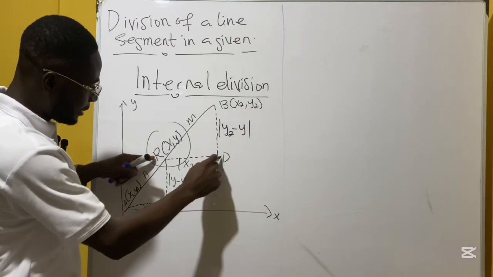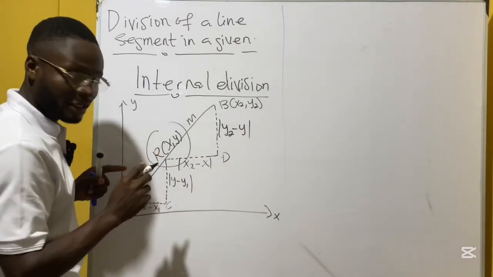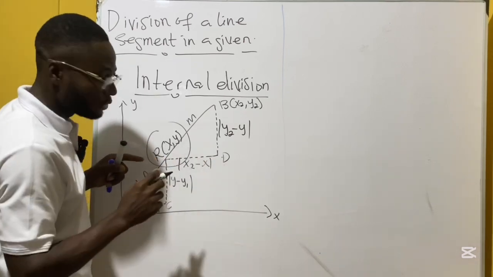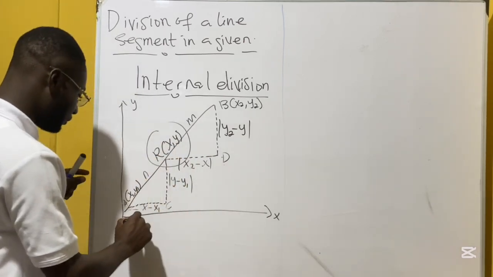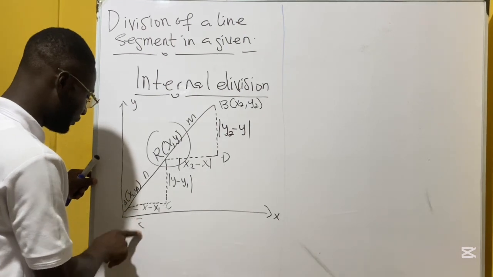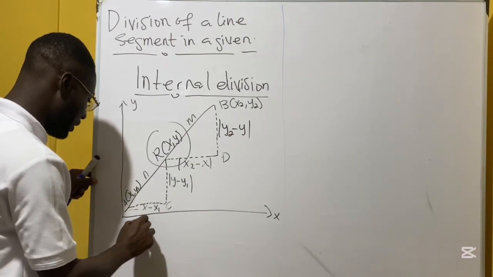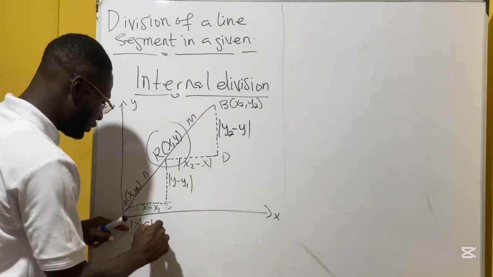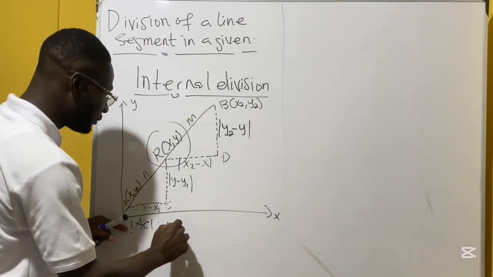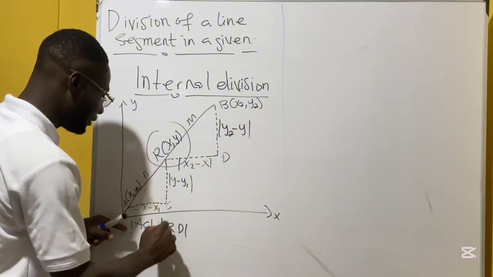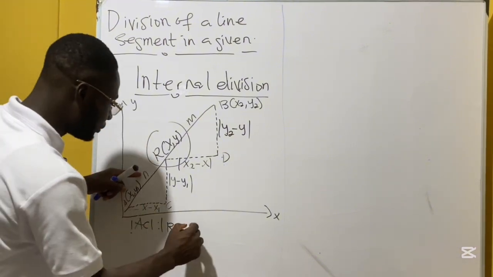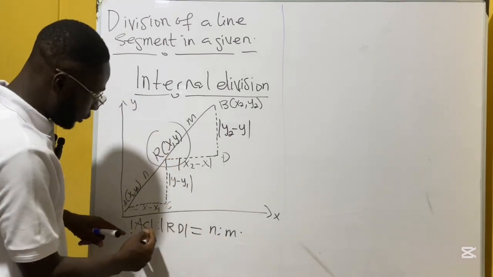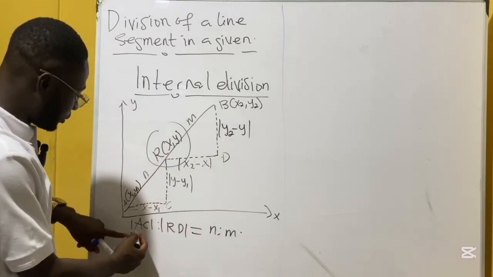This and this. Okay, AC is to RD. So we have the line AC, the distance AC is to RD, right? And they are in the ratio n is to m. Okay, so that is what we have.